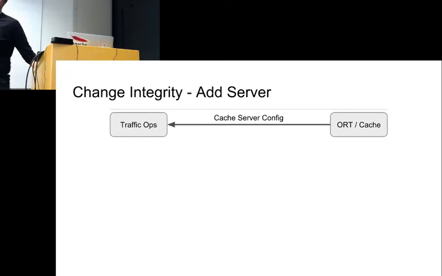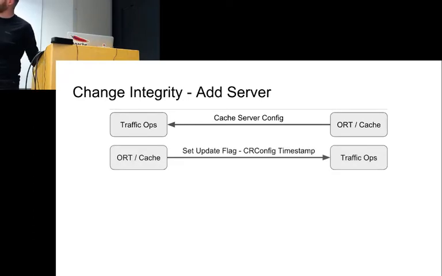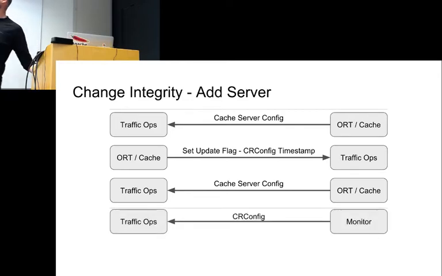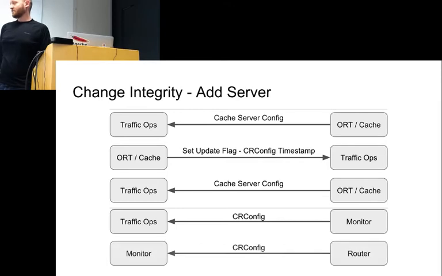There's an addition that needs to go on the cache first. It's sent to the cache, just like it always has been. The update flag now sets the timestamp, so Traffic Ops knows what CR config that cache has at that particular timestamp snapshot. And then the monitor gets that CR config, and Traffic Ops again transparently builds it. The monitor doesn't have to change anything from what it is today. Traffic Ops just transparently gives it the things it's safe for it to have, including this new addition that's now on that cache, and it goes to the router.